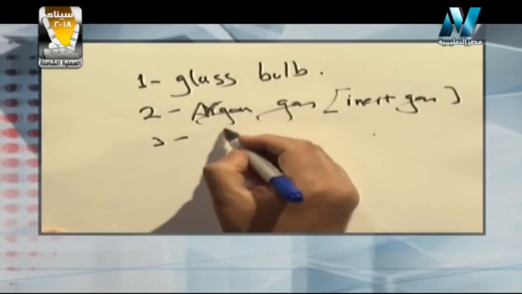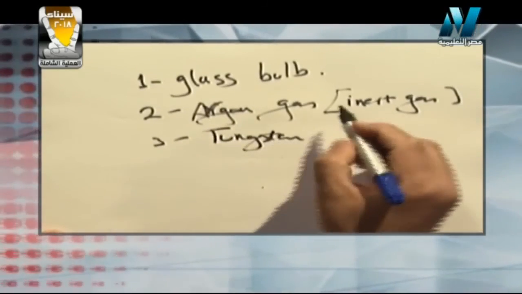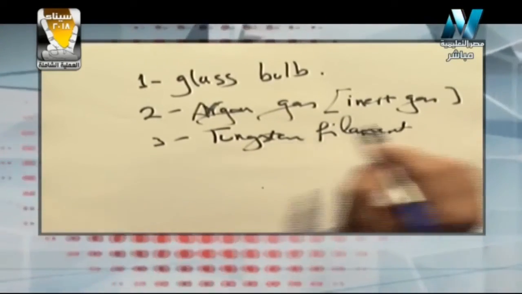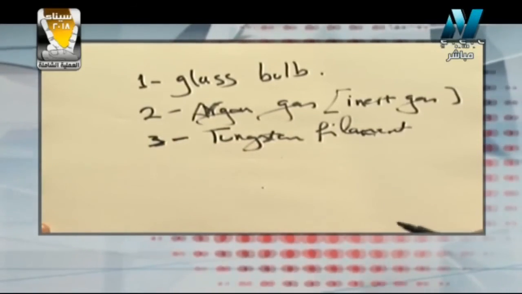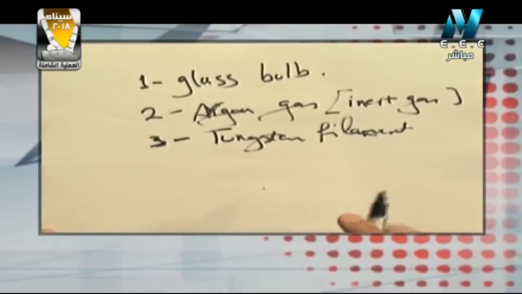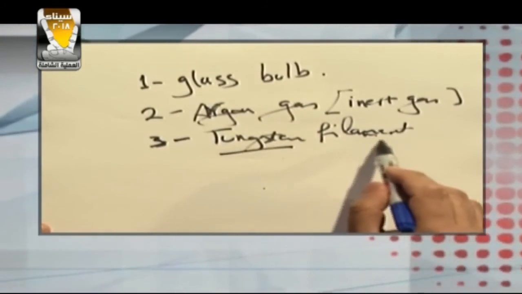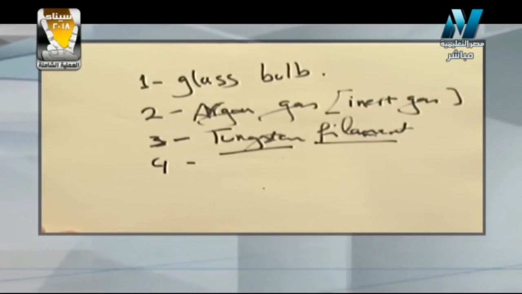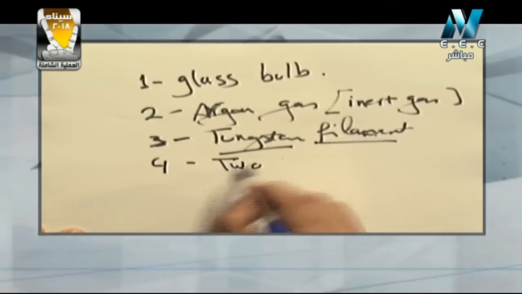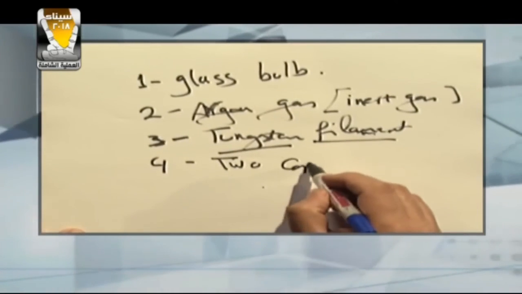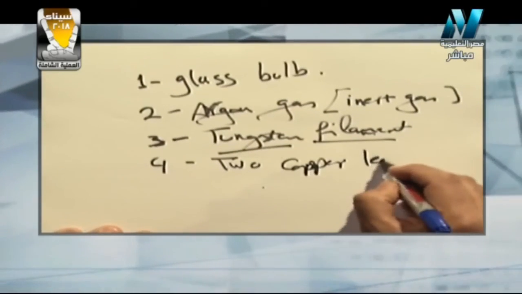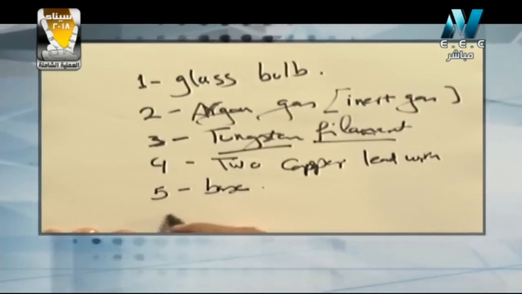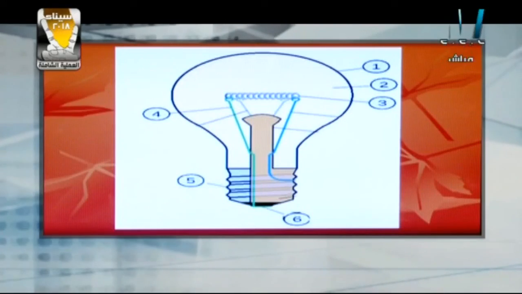Number 3 will be the tungsten filament. I wrote just filament, which is also fine and not wrong, but it is more accurate to write tungsten filament. And we know that it is a tungsten filament, or made of tungsten, because tungsten has a high melting point. What about number 4? Number 4 will be the 2 copper lead wires. Here he is pointing at the 2 copper lead wires. Let us go back to the picture, please. 2 copper lead wires. Number 5 will be the base. Number 6 will be the piece of lead.